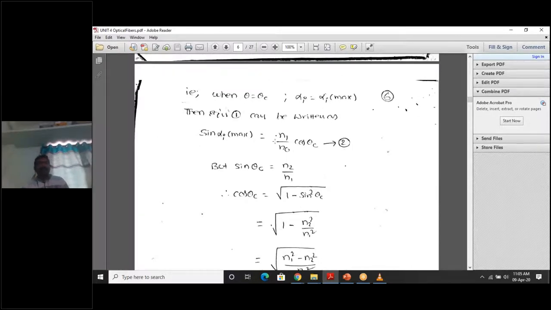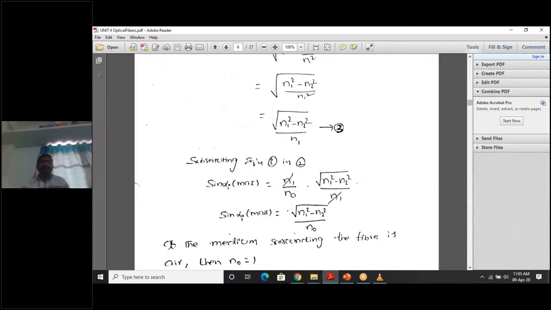Here sine alpha I max is equal to N1 by N0 into cos theta c. Substitute cos theta c here. So what would you get? Sine alpha I max is equal to N1 by N0 into cos theta c, and cos theta c value is square root of N1 square minus N2 square by N1. So here N1, N1 cancels out, and what is left over is square root of N1 square minus N2 square by N0.